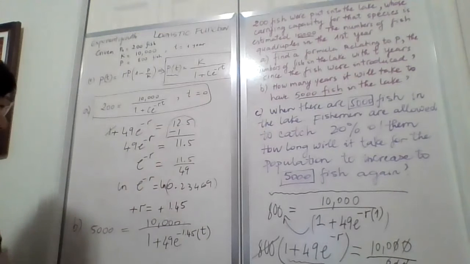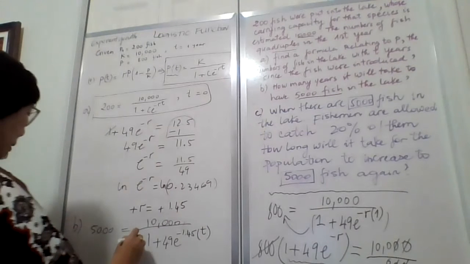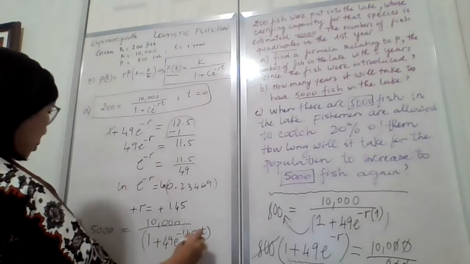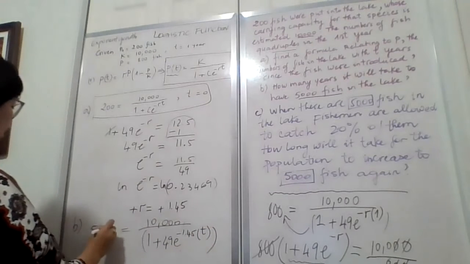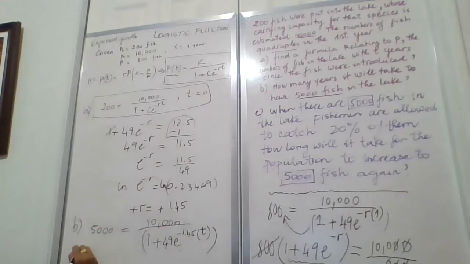Again, it's just a matter of solving the equation. I'm going to do it the same way. I'm going to move this up here. So I have 5,000 times 1 plus 49 e to the minus 1.45 t equal 10,000. When I bring it up here and multiply, it's gone down here and jumps up here.